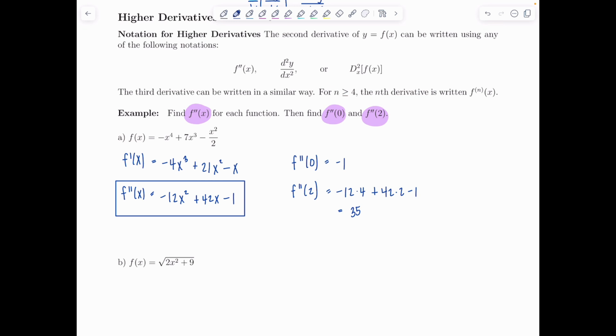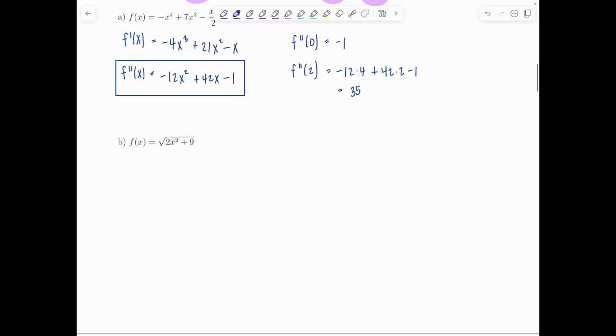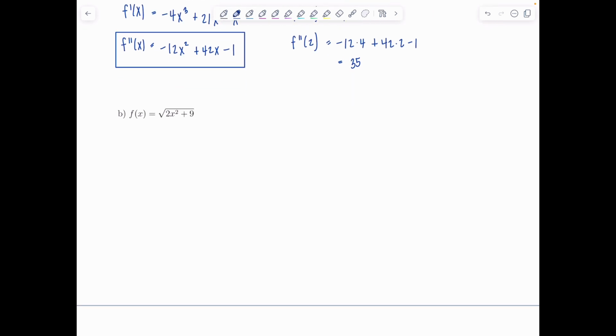Okay, let's try something a little more difficult than a polynomial. f of x equals the square root of 2x squared plus 9. If you want to rewrite this, I recommend it as 2x squared plus 9 to the 1/2 power. That'll be good because we've got to use the chain rule. Yes? So first derivative, f prime of x.